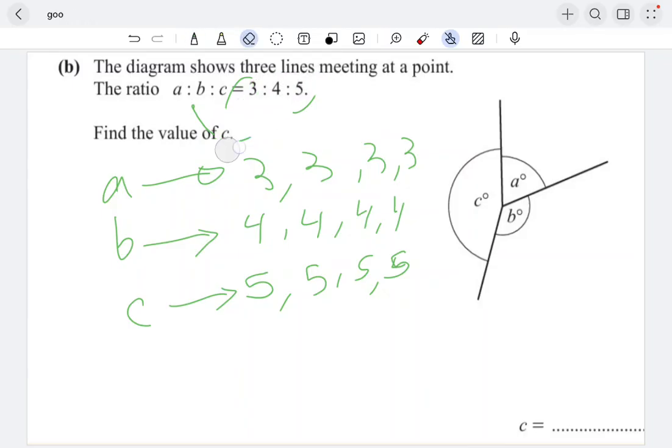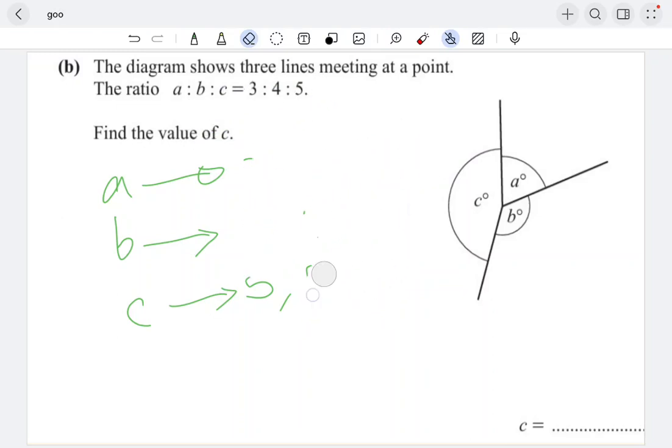So let's say I have 10 3s in A. That means we'll have 10 4s, and then we'll have 10 5s. That's the meaning of ratio. For every 3 in A, there is a 4 in B, and there is a 5 in C.